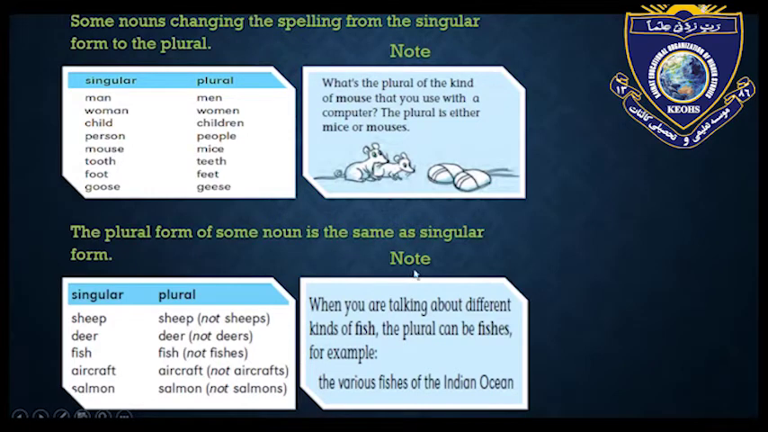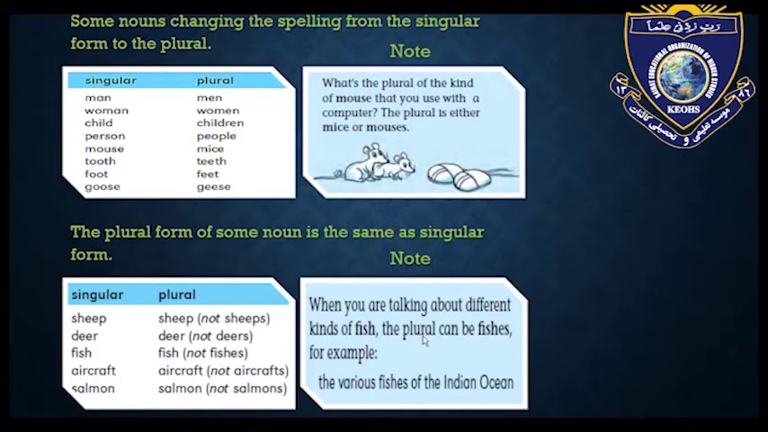Here we have a note, guys: when you're talking about different kinds of fish, the plural can be fishes. For example, the various fishes of the Indian Ocean. When you go somewhere and see various kinds of fish, you can use fishes here because you can see lots of different fishes.